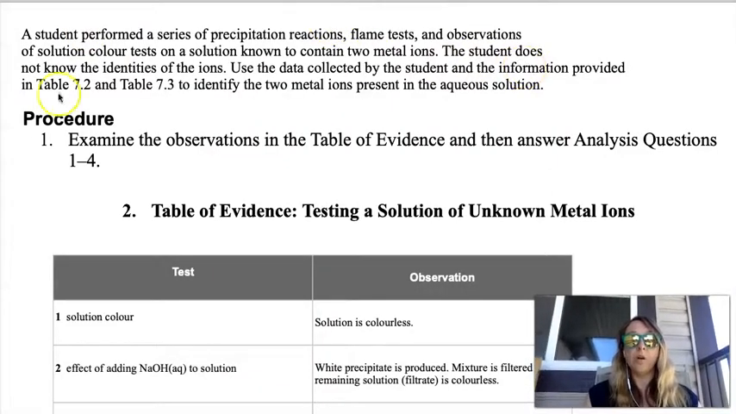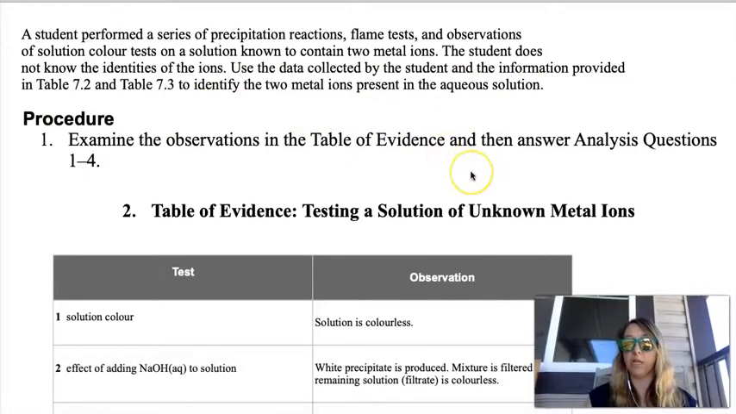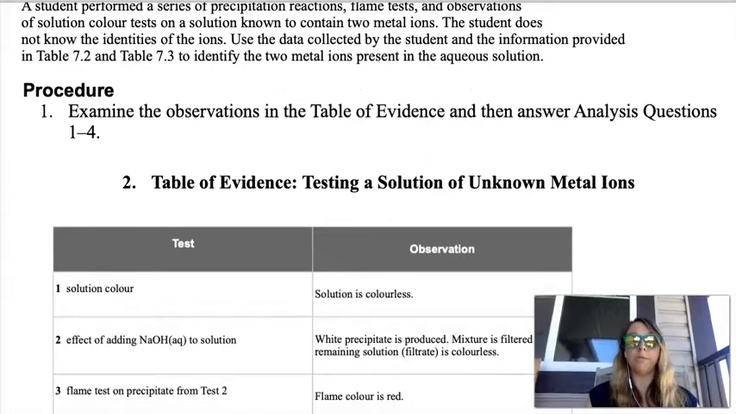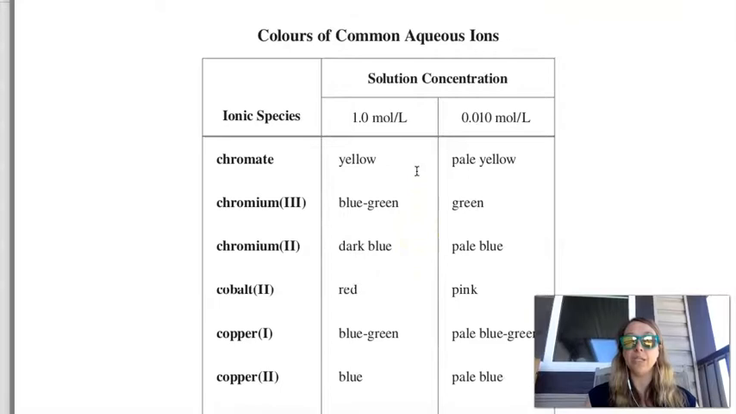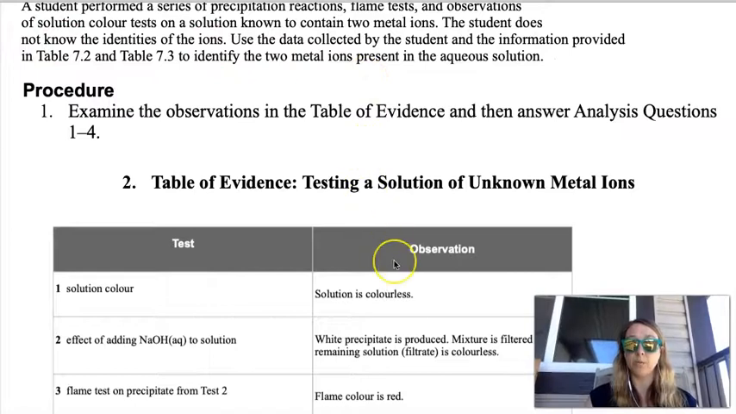Okay, so the student does not know the identities of the ions. Use the data collected by the student and the information provided to identify the 2 metal ions present in the aqueous solution. So we have 2 different metals that are there and we need to try to figure out what they are. We have some different evidence to help us with that. We have the solution color. We're told that it's colorless. So from that, we basically know that every single metal ion that's on this table of color of common aqueous ions isn't the metal in question, because these all have a color associated with them. So it has to be some metal ion that is not on there.